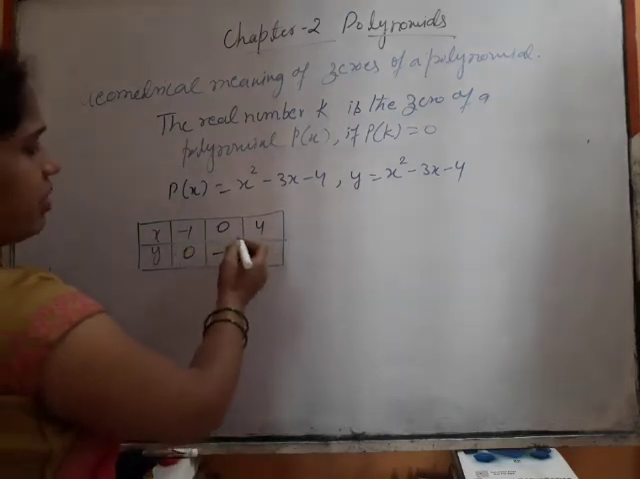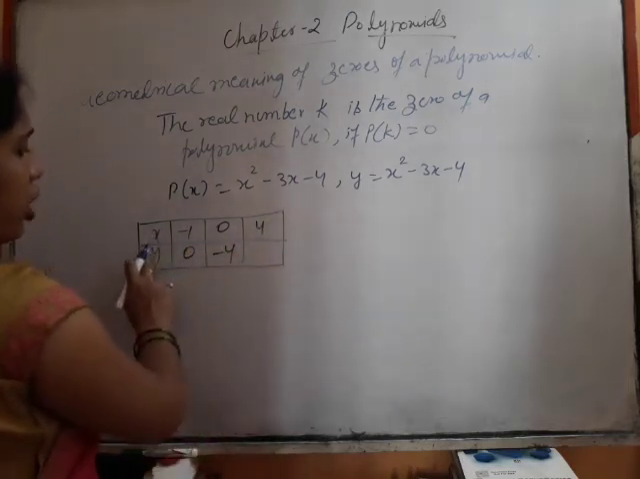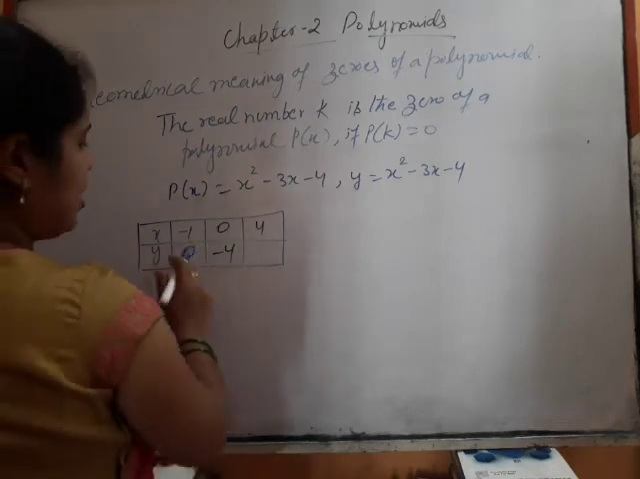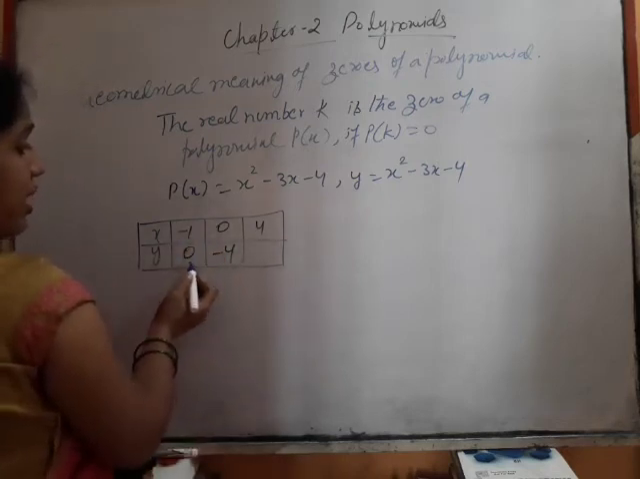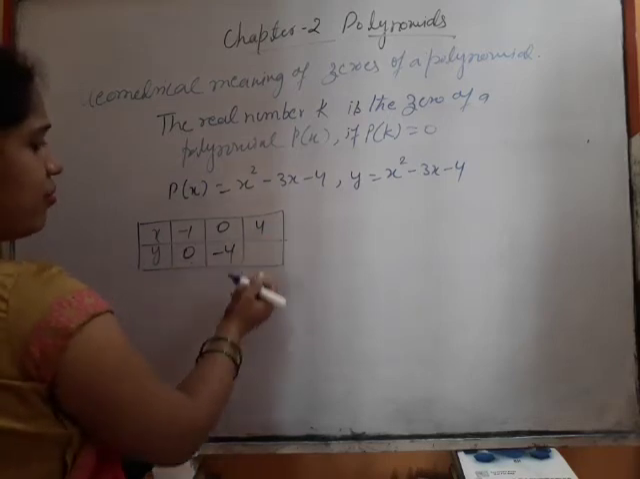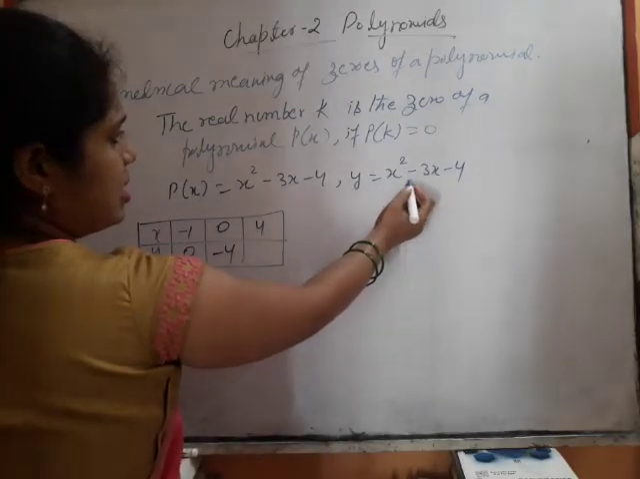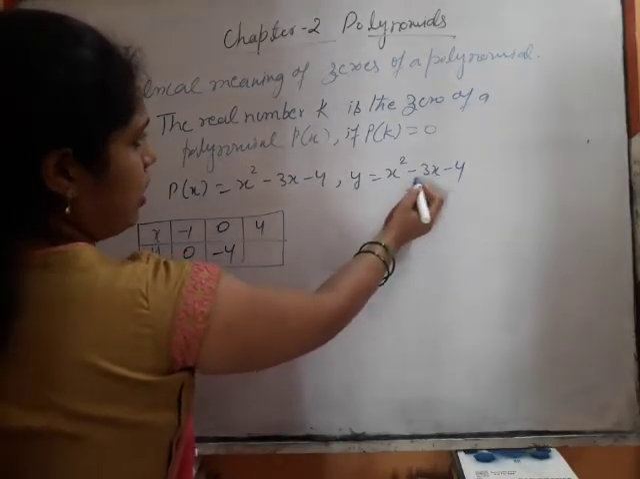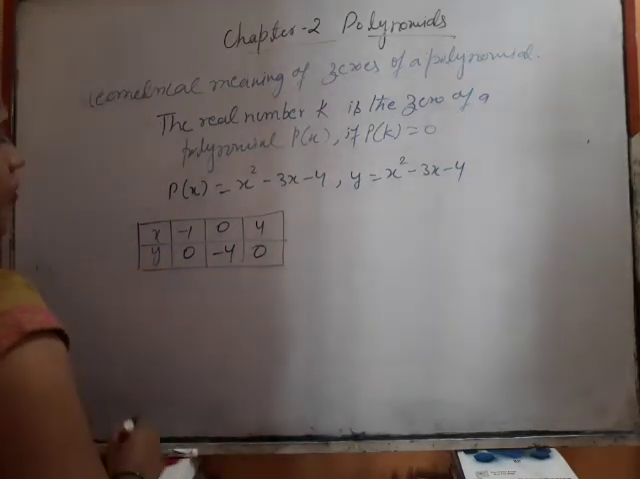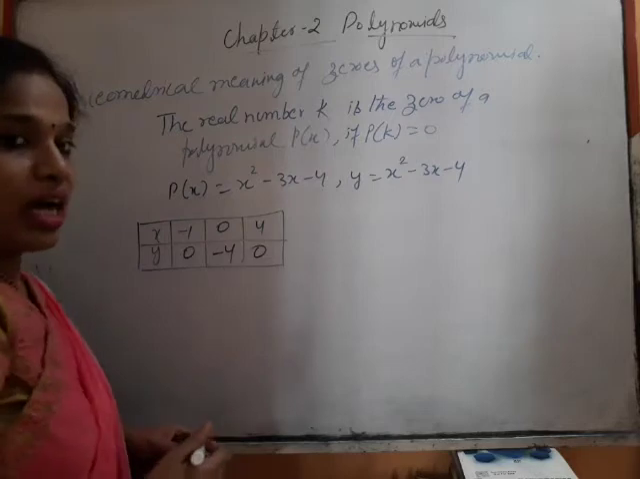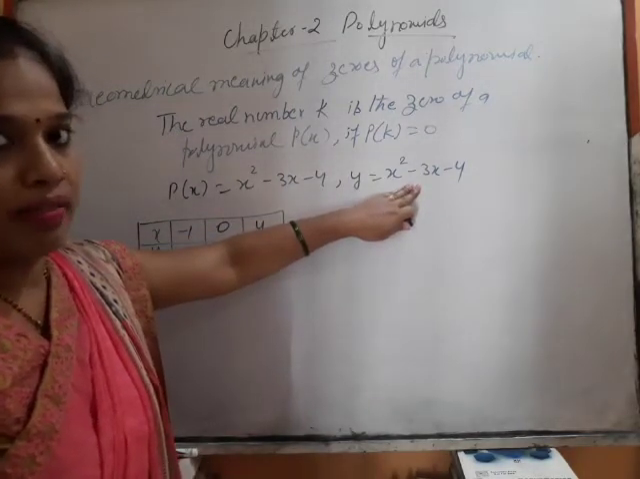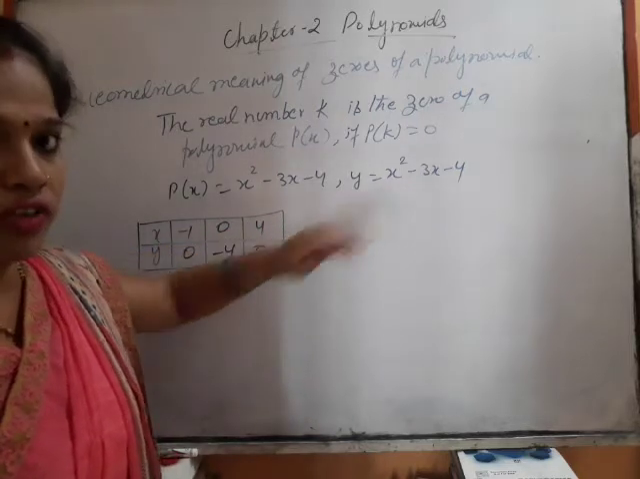So we can put any numbers to check on what values of x we are getting y value as 0. At minus 1 we are getting y as 0. At 0 we are getting y as minus 4. Let us have 4: 4 square is 16, minus 3 times 4 is 12, 16 minus 12 is 4, plus 4 minus 4, 0. So these two values of x will satisfy this polynomial. That means these two values are the zeros of the polynomial.